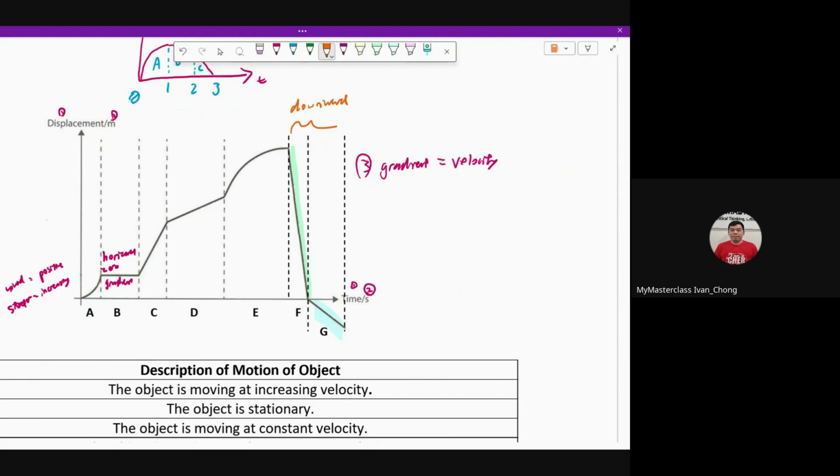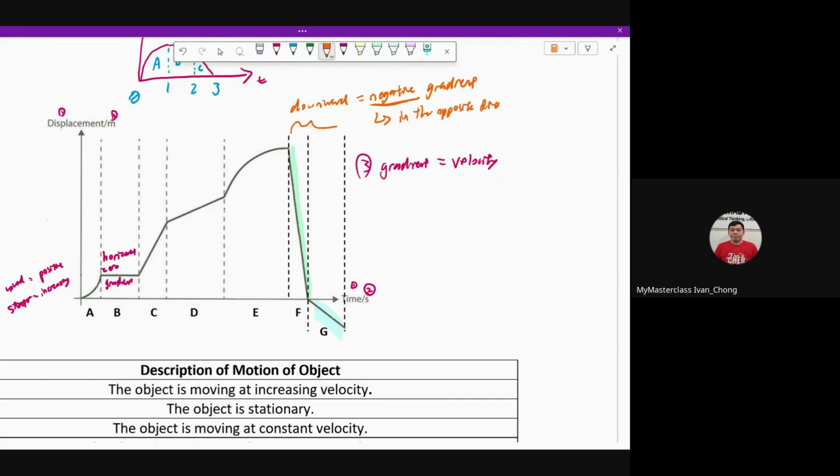So normally if you have a downward sloping gradient, it means that you have a negative gradient. But we try not to use the word negative, because when you have negative something and you want to describe it, sometimes it's very vague and ambiguous. Is it increasing, decreasing? Are you becoming more negative or less negative? Sometimes it's a bit hard to explain. So instead of using the word negative, we actually change it to "in the opposite direction".